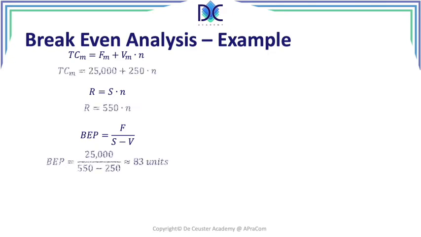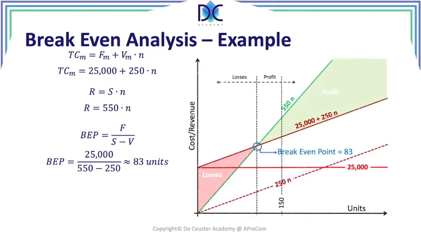Now, when we look at the different numbers, we say that the fixed cost is 25,000, the unit cost is 250, and we can sell 1 item for 550, whatever the currency is, and we see that we have a break-even point with 83 units. Let's have a look at the graph for this.